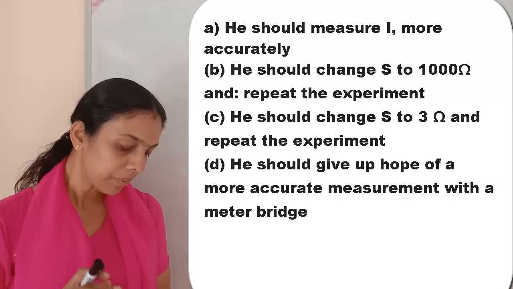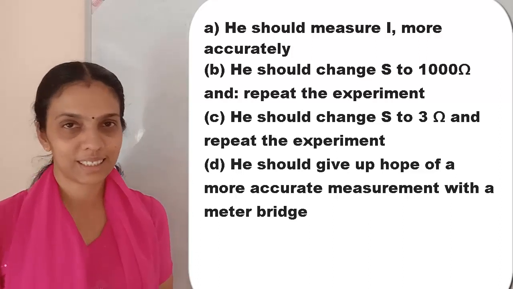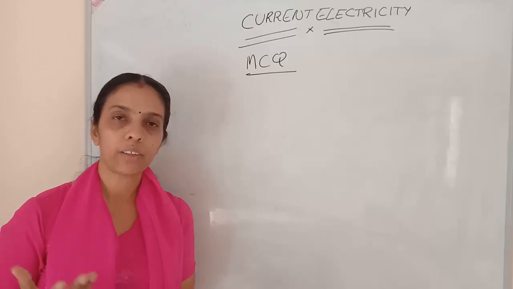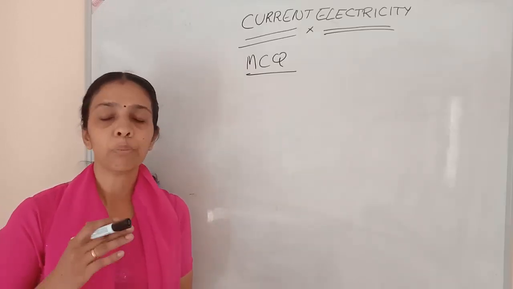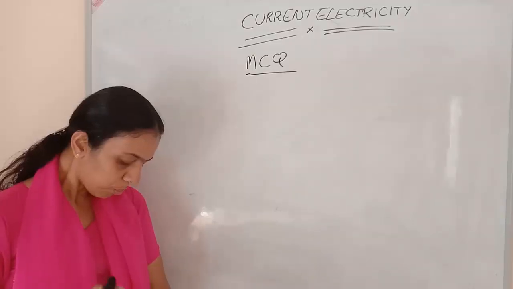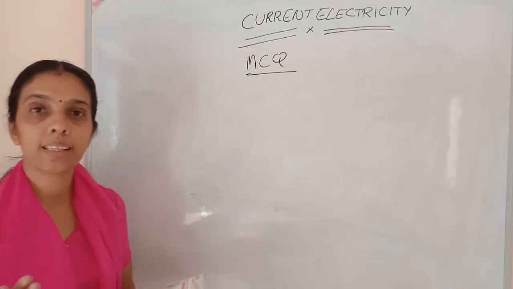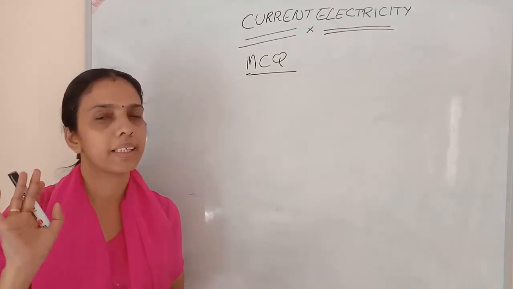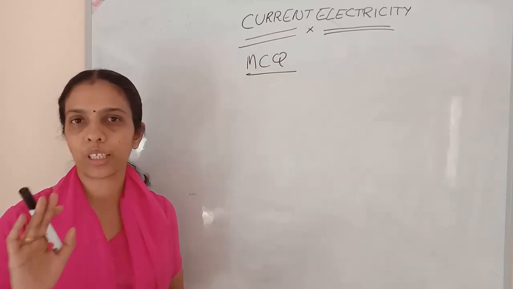He should give up hope of more accurate measurement with a meter bridge. Okay, so how can we find out? S value, where should he use it to get a more accurate value? How can he obtain more accuracy? See, in the case of a meter bridge, P by Q equals R by S. That is the formula, isn't it? Wheatstone's bridge formula is P by Q equals R by S.